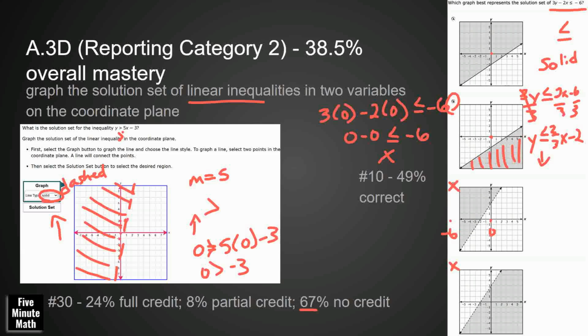We had 67% get nothing, not a single thing. Y'all, this is slope-intercept form. We can graph that line. Now, the default is solid, so students might have graphed it with solid, and then they're not going to get a point. You need to get 1 point for graphing it correctly with a dashed line, another point for the solution set. And so this is definitely a little bit more challenging.